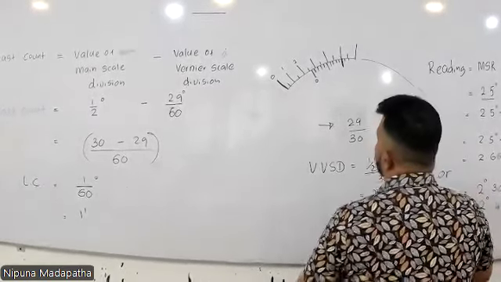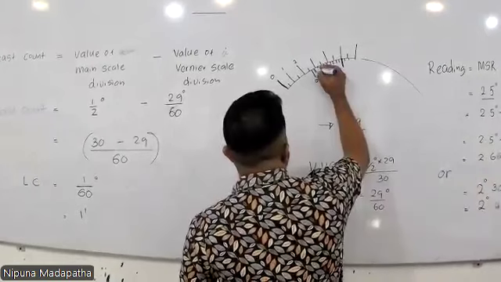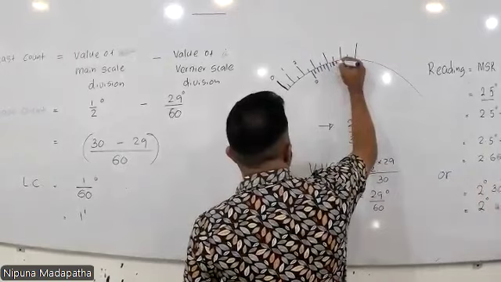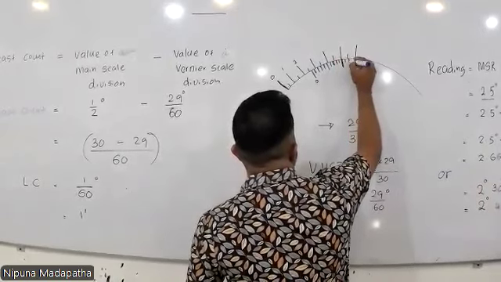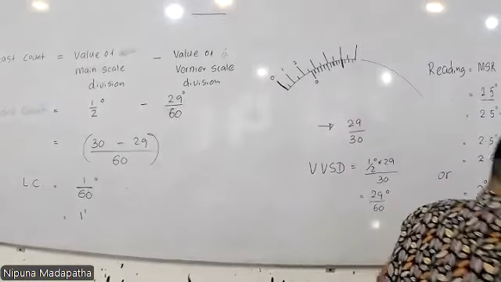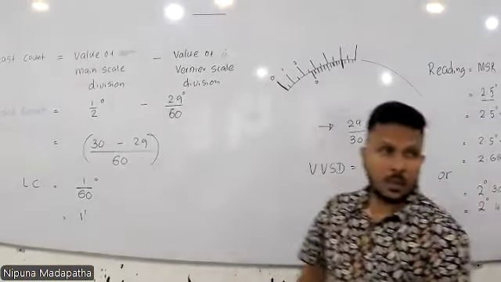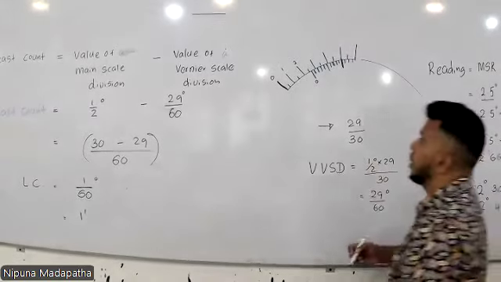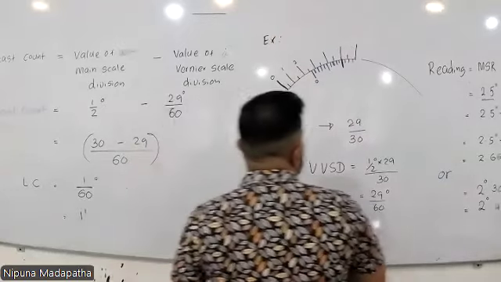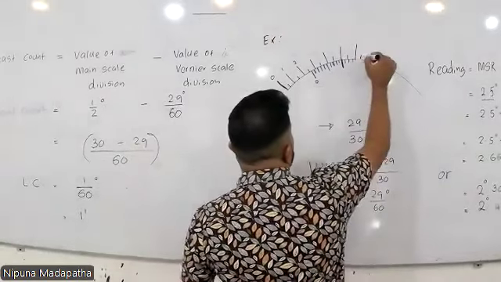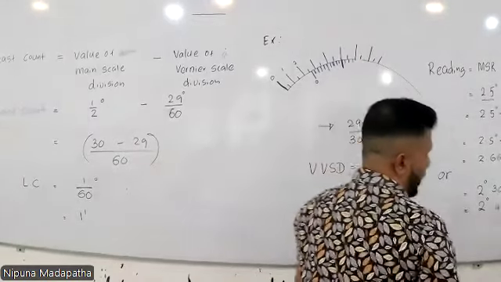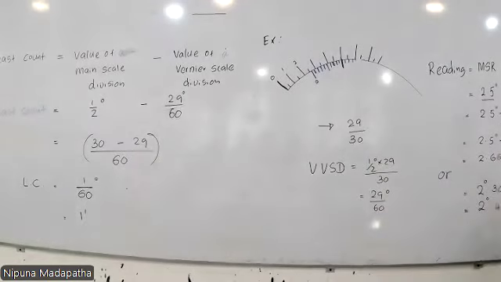Least count. Right. Okay. Then write the example. Throw the scale and get the reading.